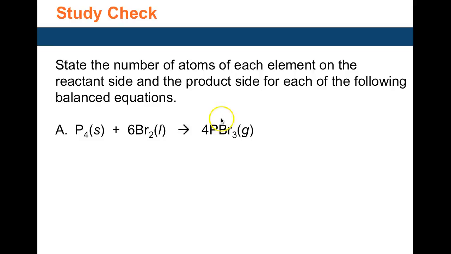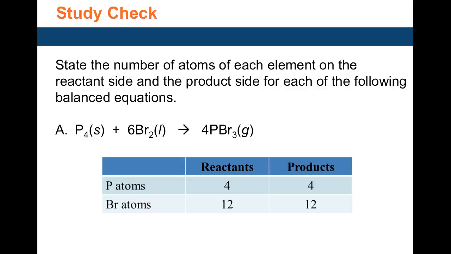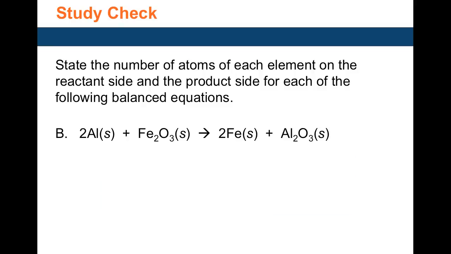All right, so state the number of atoms of each element for the following balanced equation. So you have 4 phosphorus here. You have 12 bromines, and 4 times 3, that's 12 bromines. So it is balanced. And state the number of atoms of each element on the reactant and product side for the following balanced equation. So you have 2 aluminums, 2 irons, 3 oxygens, and 3 oxygens.